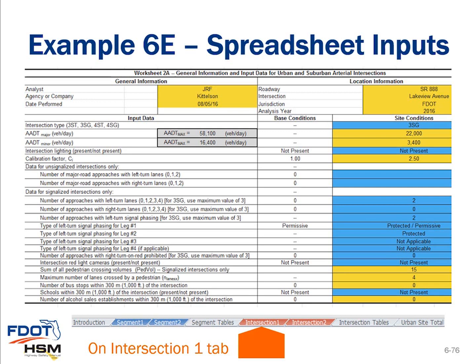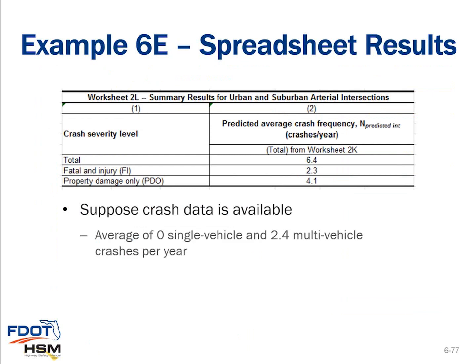We enter in protected permitted for the major, protected for the minor, and then go through and enter in the data with regards to pedestrian crossing volumes, number of lanes crossed, and the data that we need for the pedestrian vehicle crashes. You have to basically go through and enter that data in. If it's 0, you need to enter in 0 to make sure it's in there for bus stops, schools, and also alcohol establishments. So you go through that calculation. This is what the worksheet shows. It comes out and gives you a total of predicted crashes of 6.4 crashes per year.